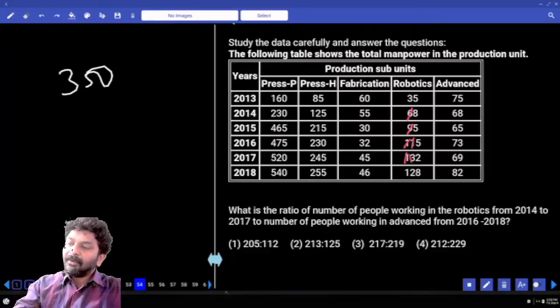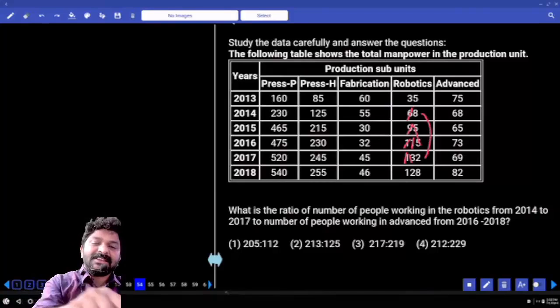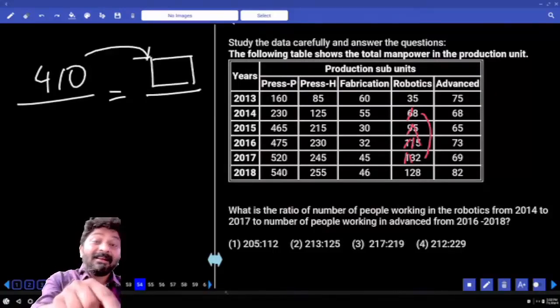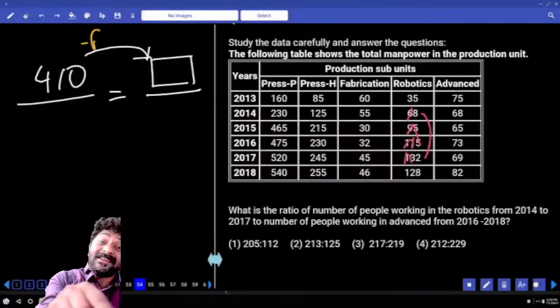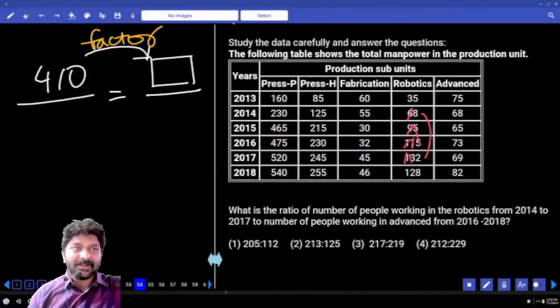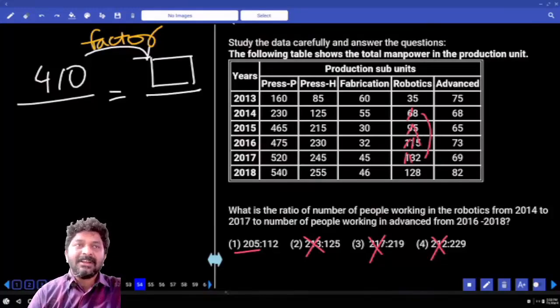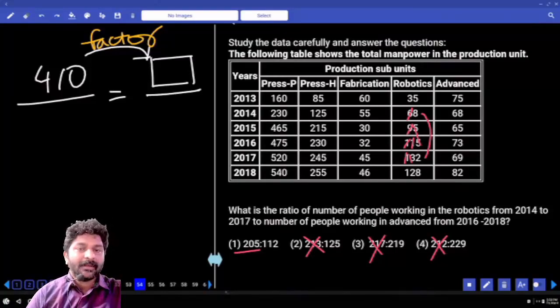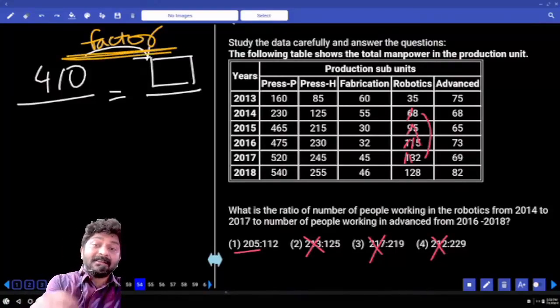30, 10, 40, 10, 50 plus 10, 350 plus 60, 410 by the denominator. There must be some number, correct? And in the final answer your number must be a factor of 410. Is 205 a factor? By 2. Is 213 a factor? Is 217 a factor? Is 212 a factor? You don't need the second number to answer the question. So it must be what? A factor. You should remember this word.